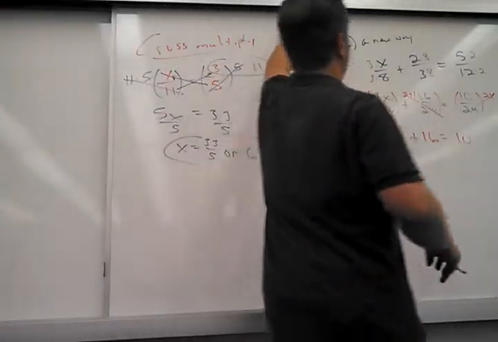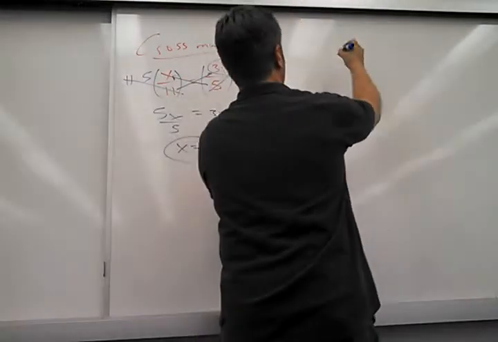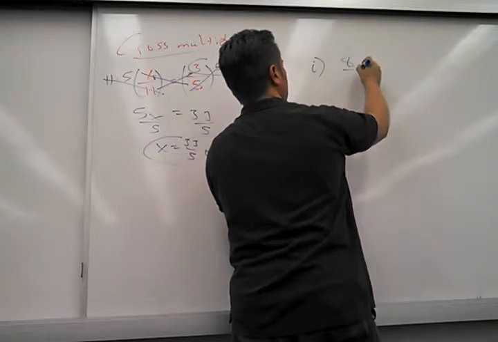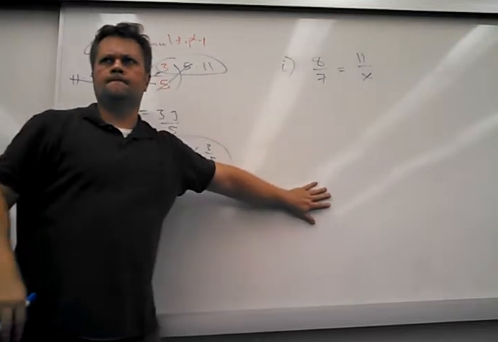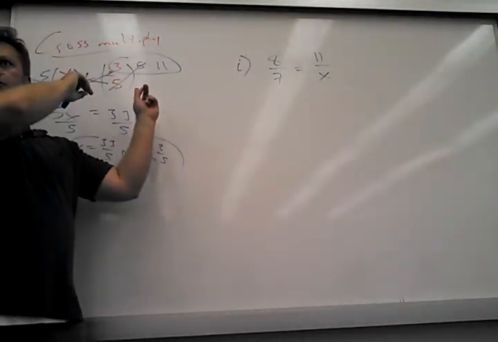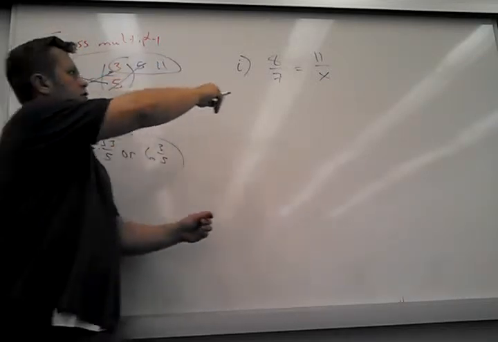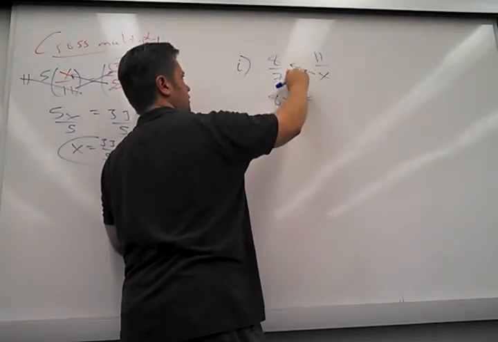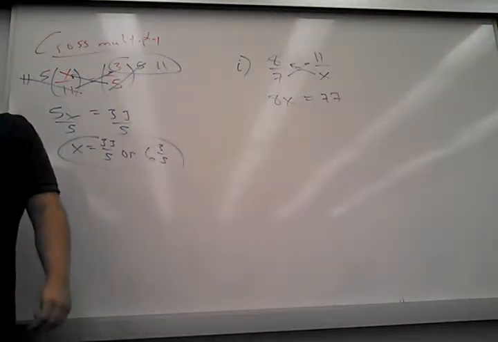Here's what it would look like just straight up, not explaining it really, just doing the problem. So if I had 8 over 7 equals 11 over x. So the shortcut now, here's why it works. But the shortcut is whatever's there ends up there. Whatever's there ends up there. So x times 8, 8x equals 7 times 11, 77. It's a shortcut.